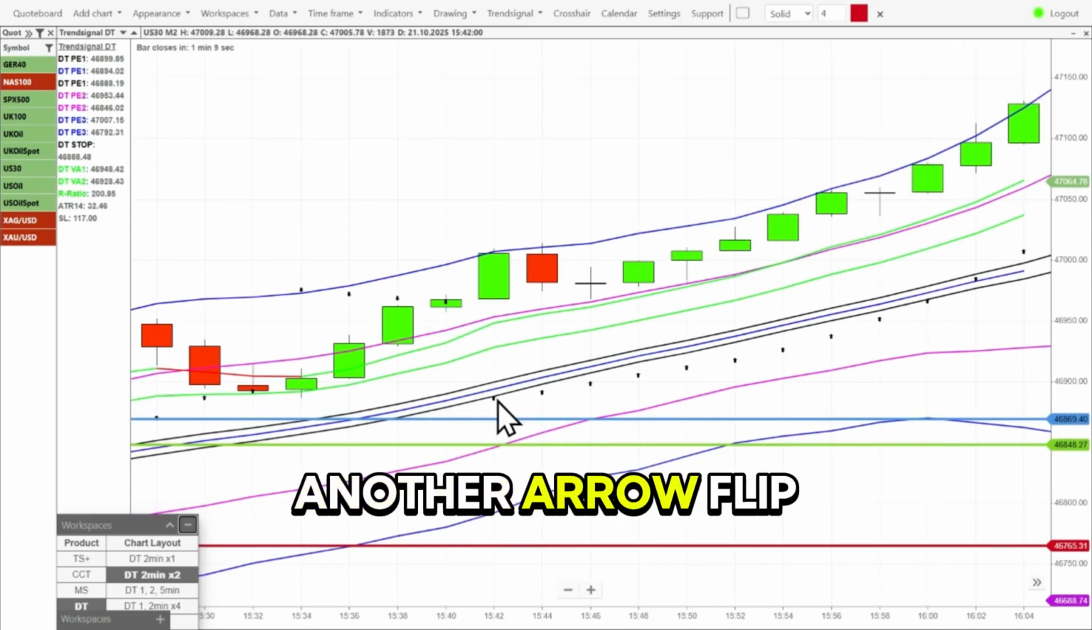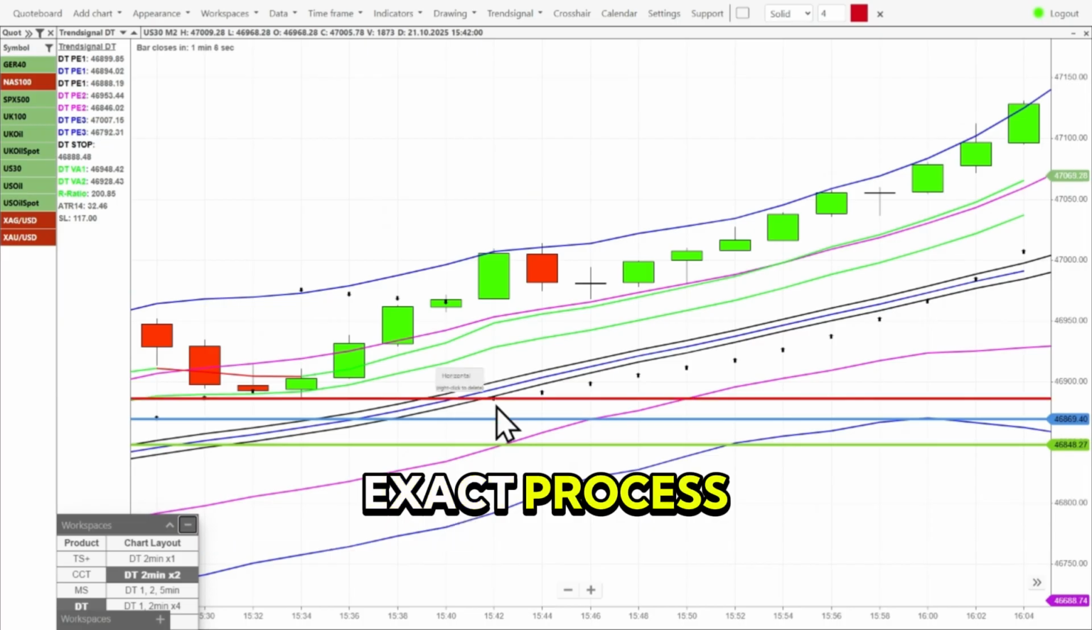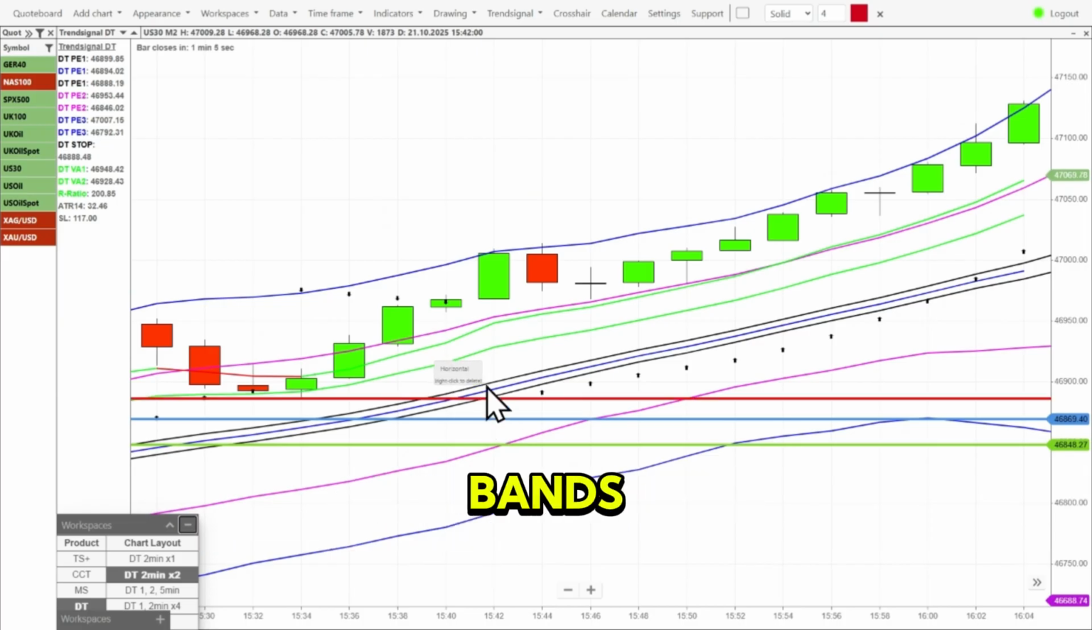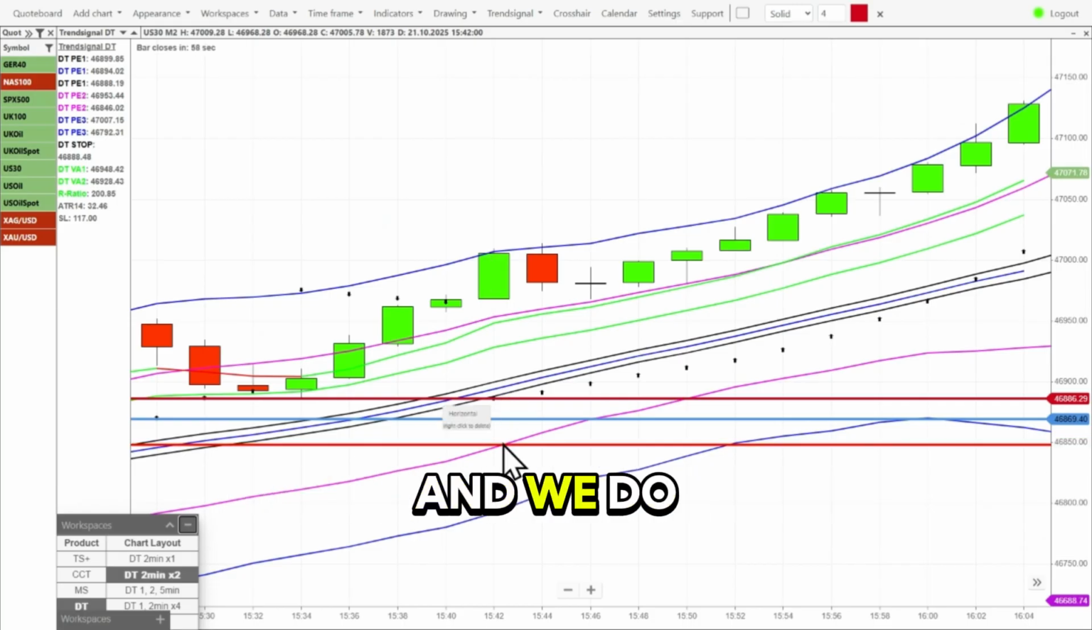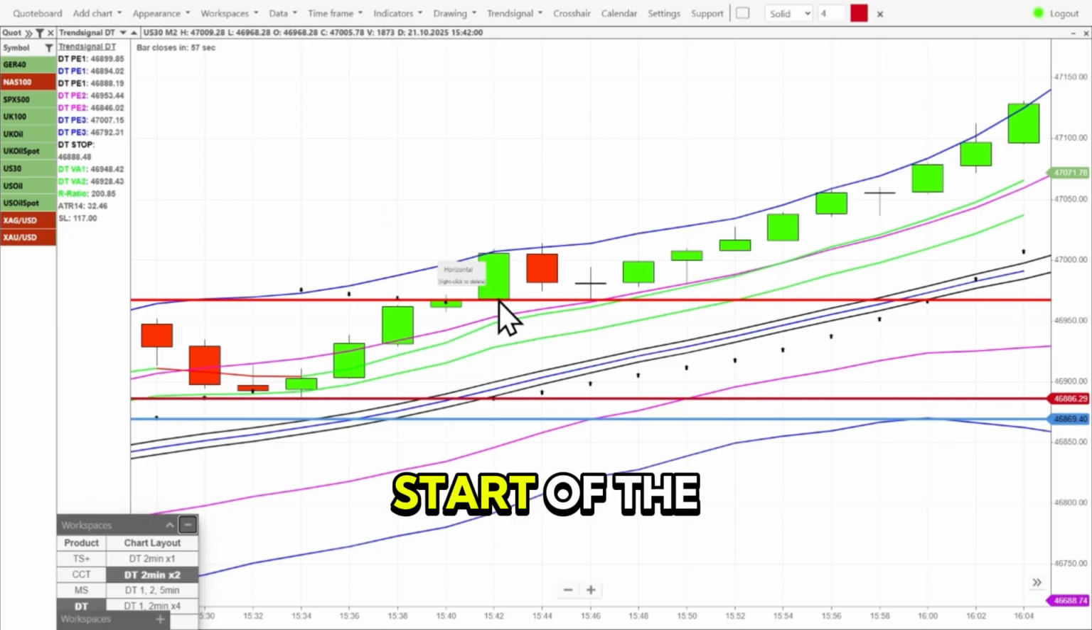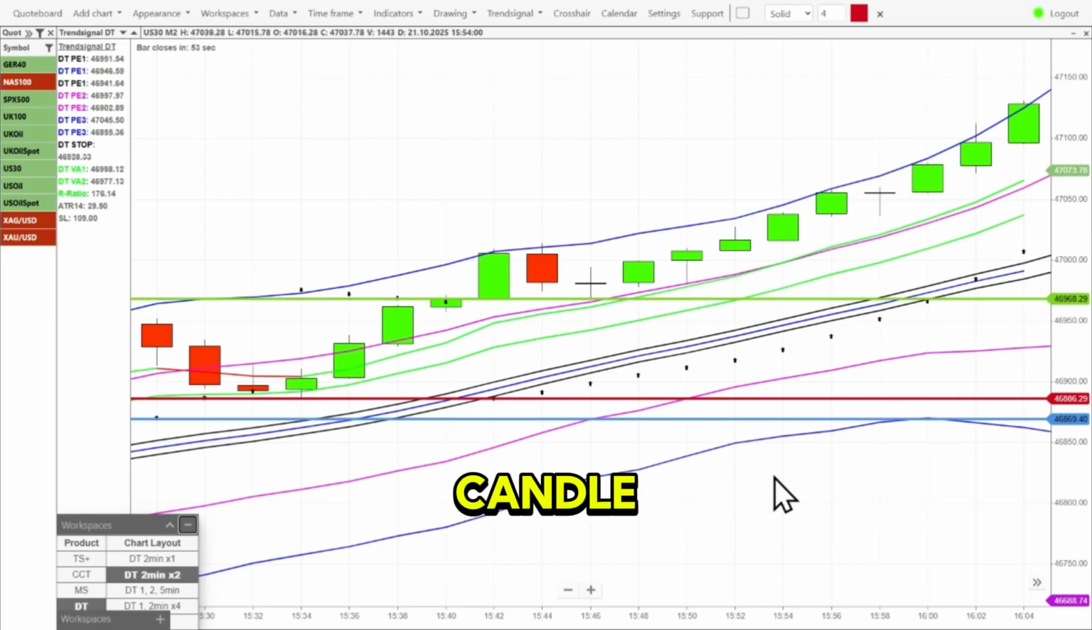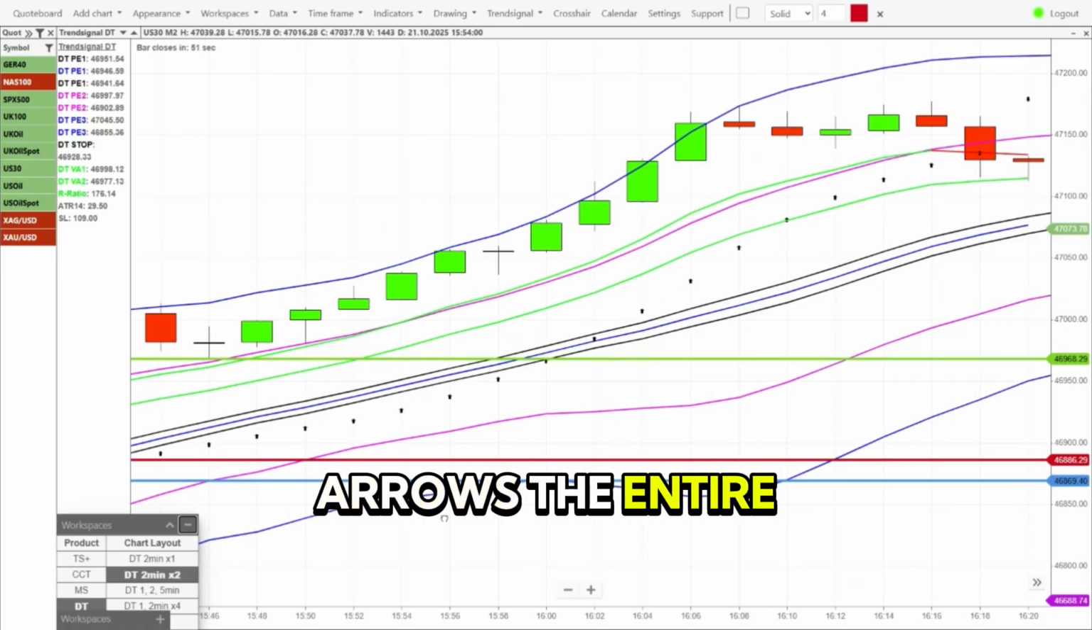We then get another arrow flip and we go through the same exact process. Arrow inside the bands, green vector averages, candle above the purple, R ratio positive, and intermediate trend in our favor. And we do the exact same thing. So our entry is at the start of the candle because it's valid at this point, which is at the bottom as it is a green candle. And we can follow the black arrows the entire way up.